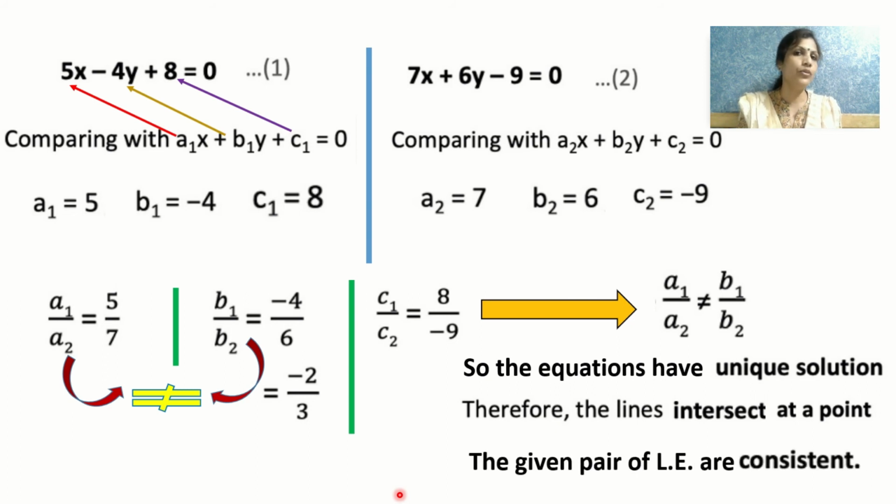So this is how you have to interpret the result without drawing the graph. And these are very simple sums, and usually they come in the exam for 2 marks.